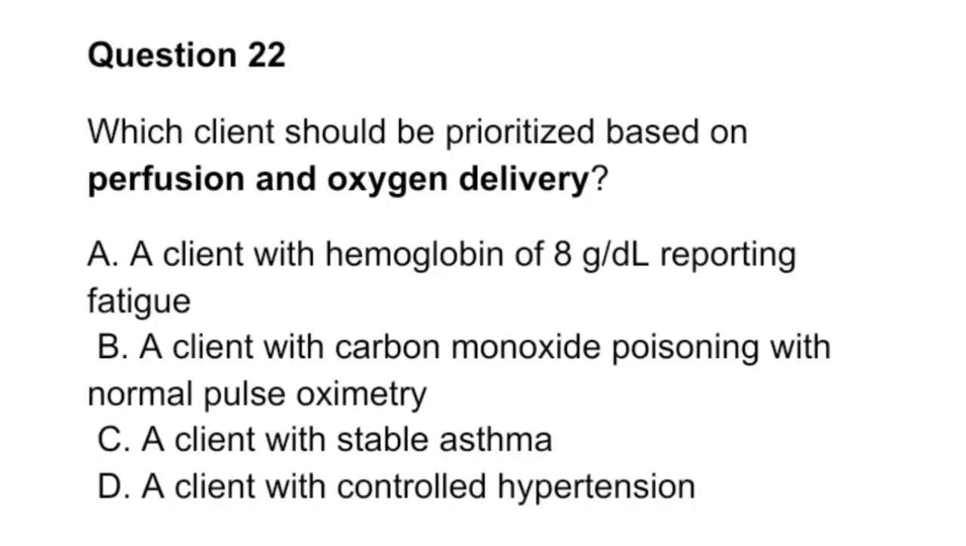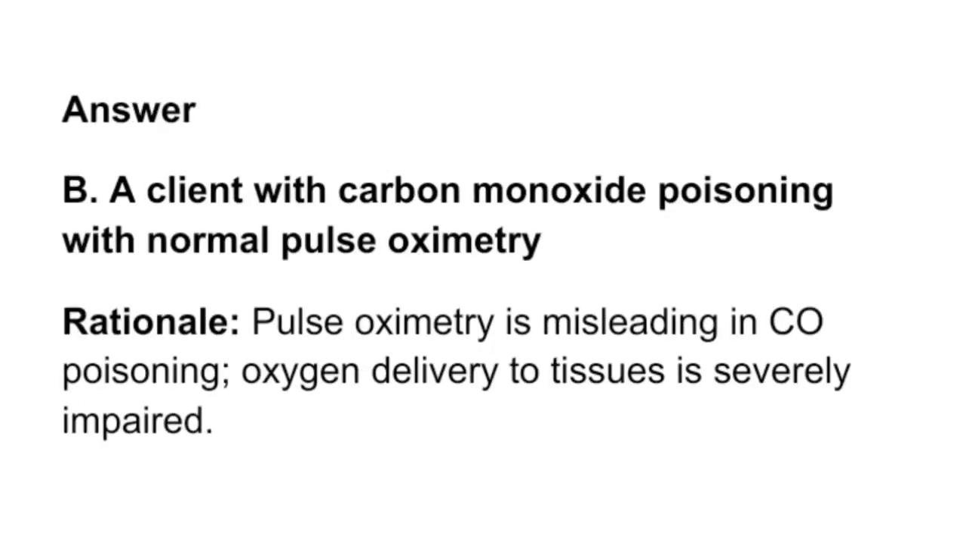Question 22. Which client should be prioritized based on perfusion and oxygen delivery? A. A client with hemoglobin of 8 grams per deciliter reporting fatigue. B. A client with carbon monoxide poisoning with normal pulse oximetry. C. A client with stable asthma. D. A client with controlled hypertension. Answer: B. A client with carbon monoxide poisoning with normal pulse oximetry. Rationale: pulse oximetry is misleading in CO poisoning. Oxygen delivery to tissues is severely impaired.